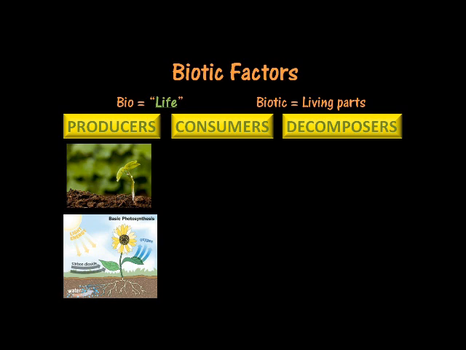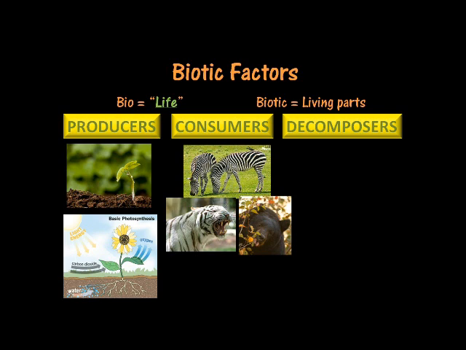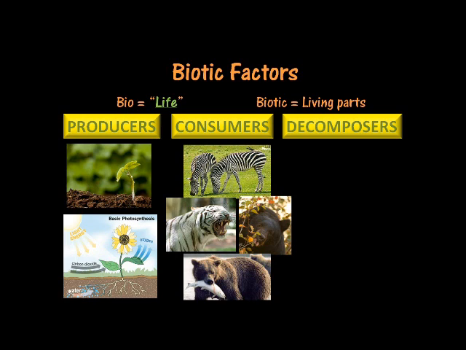The consumers are the food eaters of the ecosystem. Consumers that are herbivores eat producers, or plants. Consumers that are carnivores eat other consumers, or animals. Consumers that are omnivores eat both producers and consumers. They'll eat plants and animals.